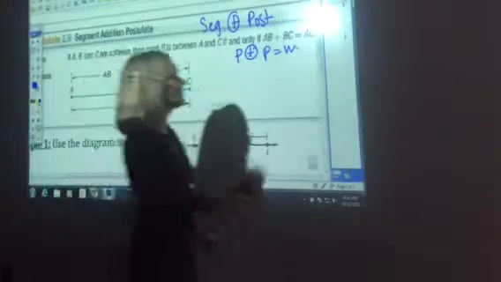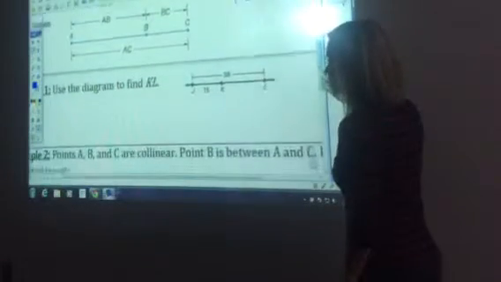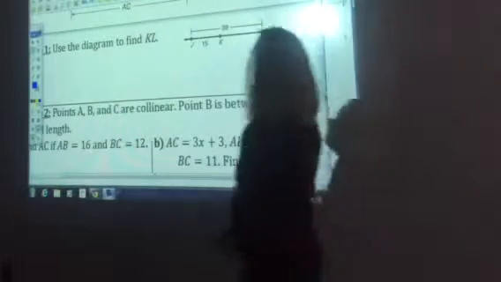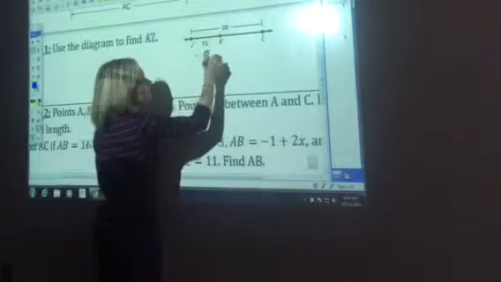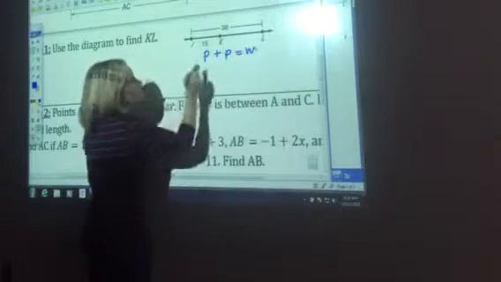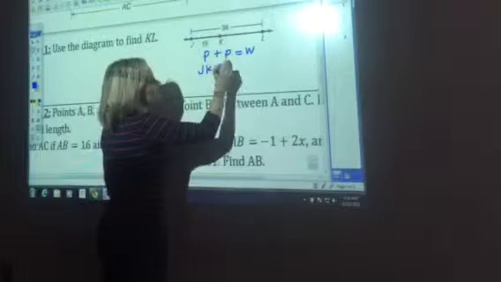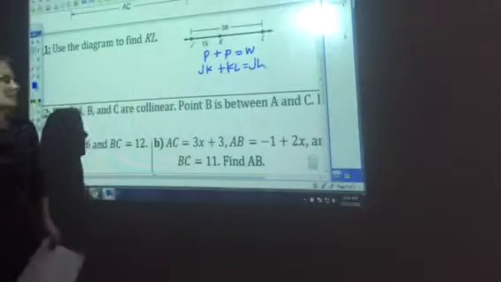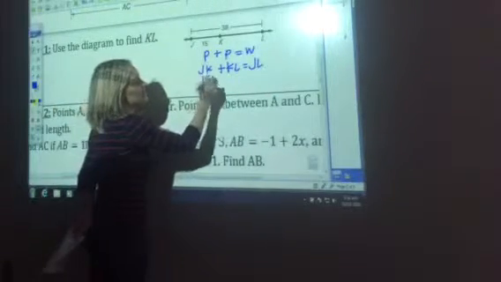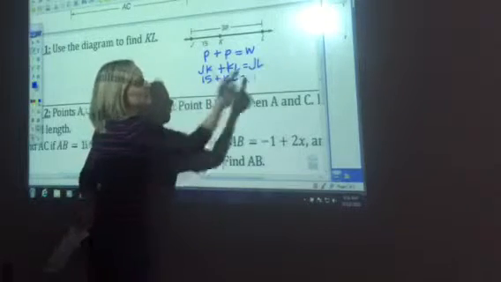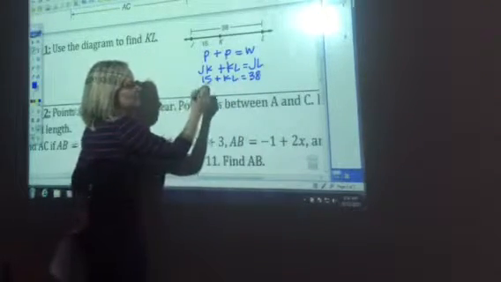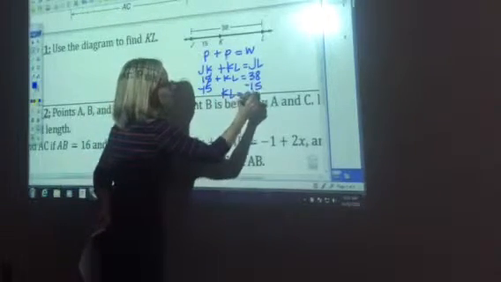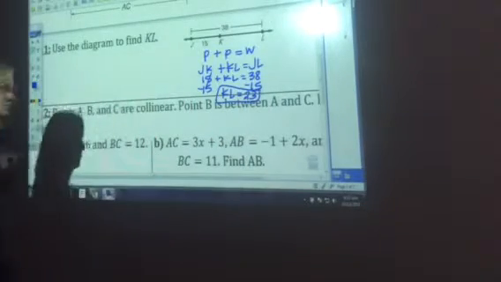Okay, so the first few problems we're going to be doing are nothing really new. We've done this before. Example 1, use the diagram to find KL. Again, to do this, you're using the segment addition postulate. You would say part plus part equals whole. Our first part is JK, our second part is KL, and the whole thing is JL. Once you plug in the given information, you have 15 plus KL, which is what you're looking for, equals 38. So to solve for KL, you would subtract 15. So KL is equal to 23. So that's how you would do that one.